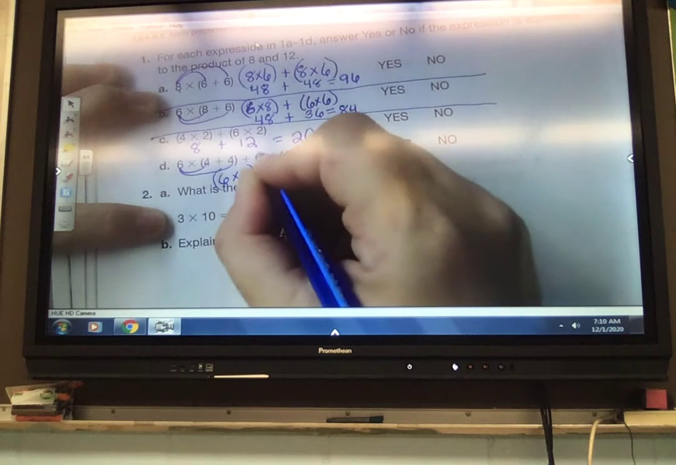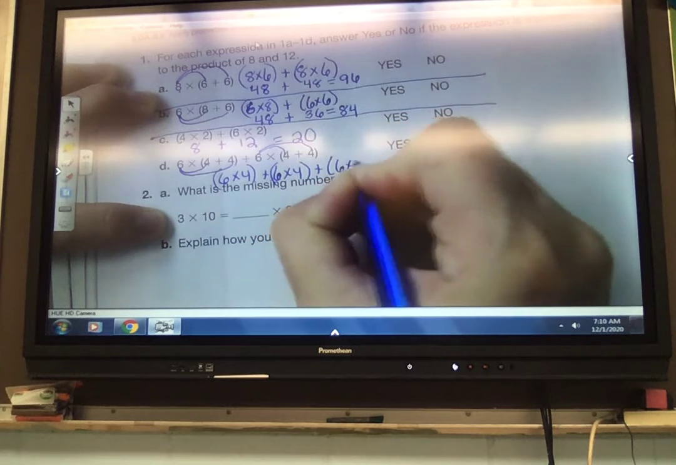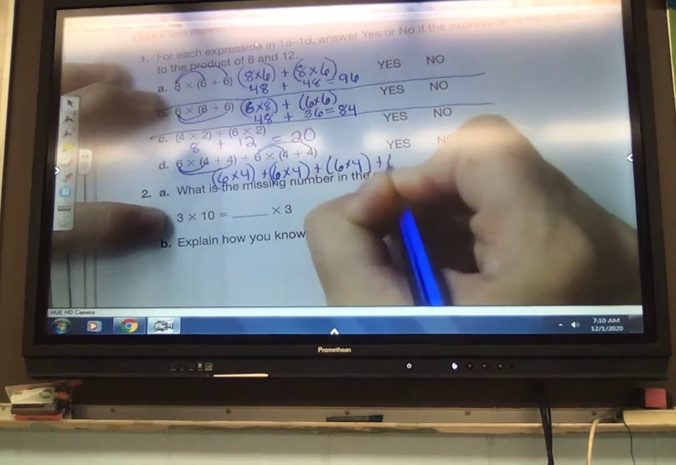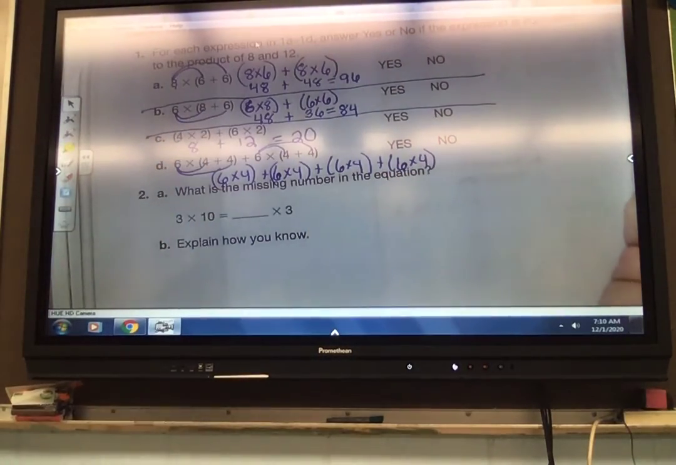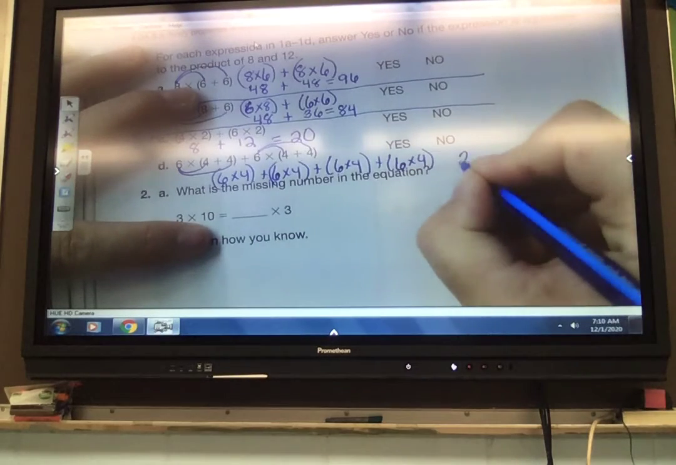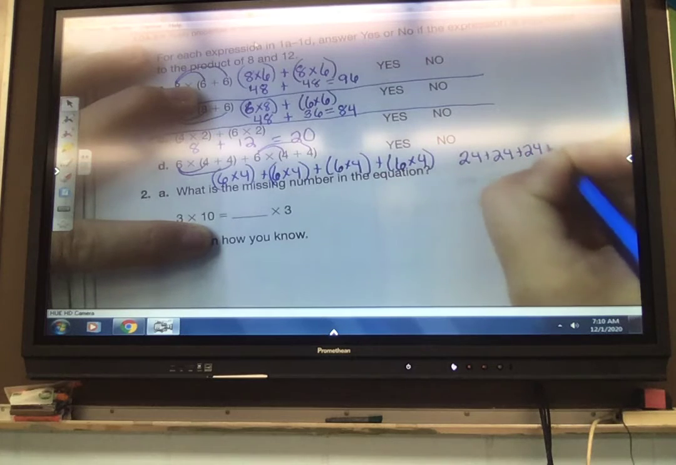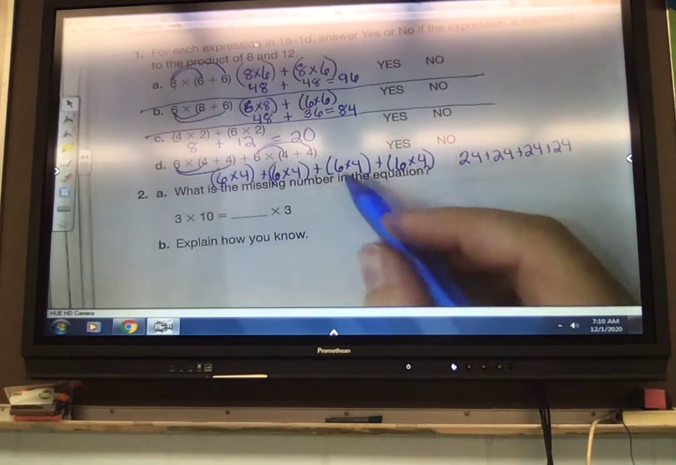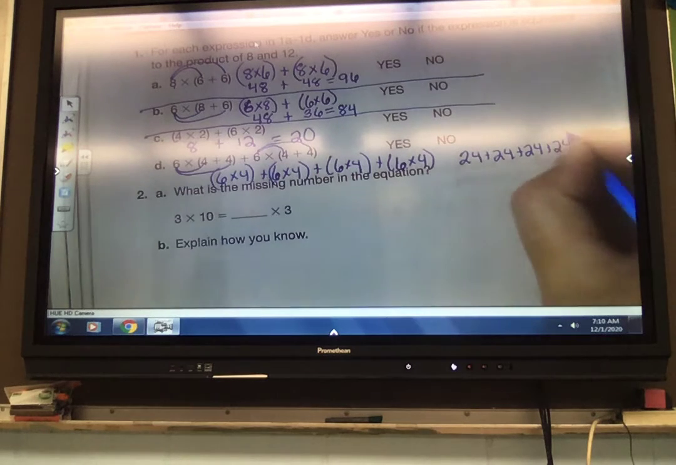Then you're going to repeat that because they've got this down twice. Plus 6 times 4 plus 6 times 4. So you're going to have 4 6 times 4s. 6 times 4 is 24. So now we've got 24 plus 24 plus 24 plus 24 because there were 4 of those. When you add all these up, that should equal 96 if I'm not wrong.